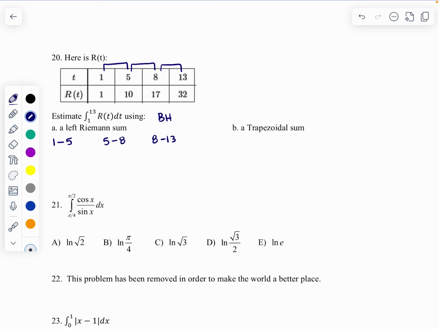So if I do this, let's highlight first. Because it's a left Riemann sum, I'm going to highlight all the numbers on the left. That might be a little bit helpful. Because it's a left Riemann sum, this means I'm going to highlight all the numbers on the left, and those are going to give me my heights.